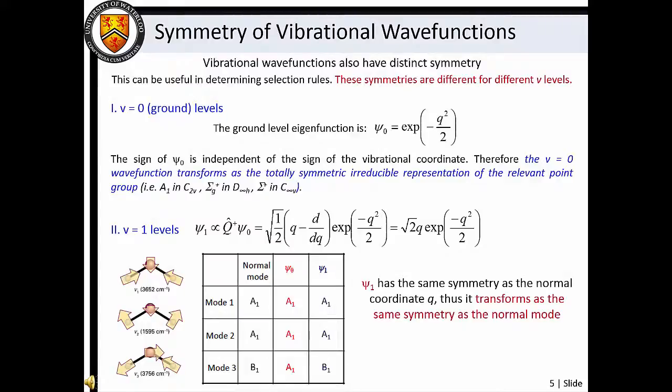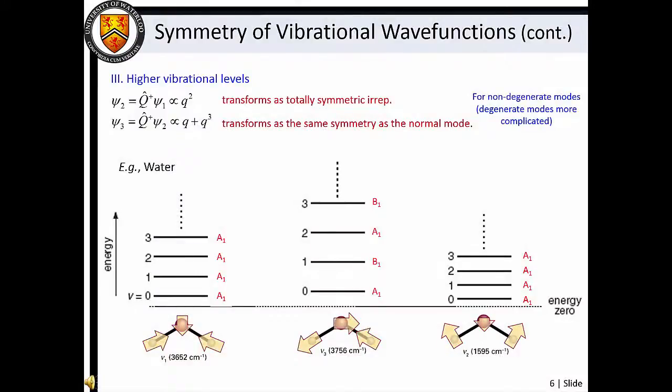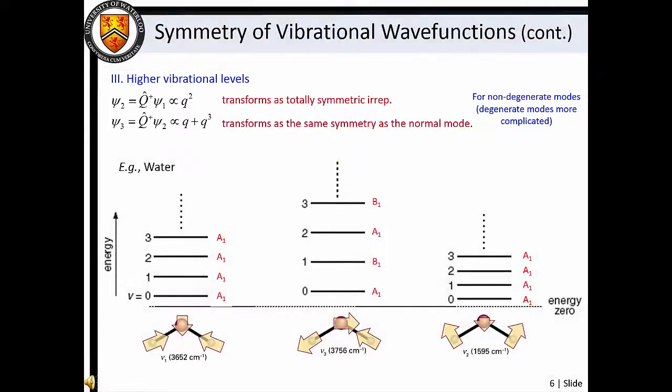that psi 1 has the same symmetry as the normal mode coordinate. If we continue employing the raising operator on our newly generated wave function, we see that the v equals 2 wave function is proportional to q squared, that the v equals 3 wave function is proportional to q plus q cubed, etc.